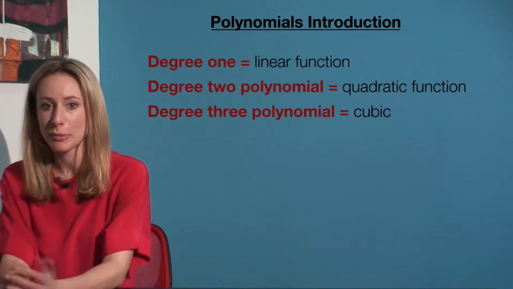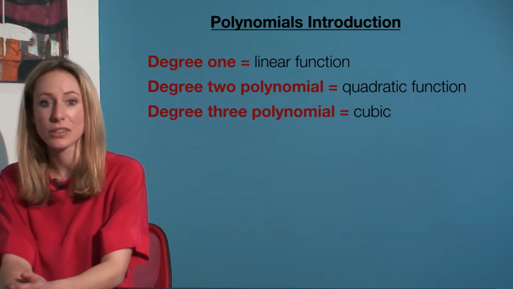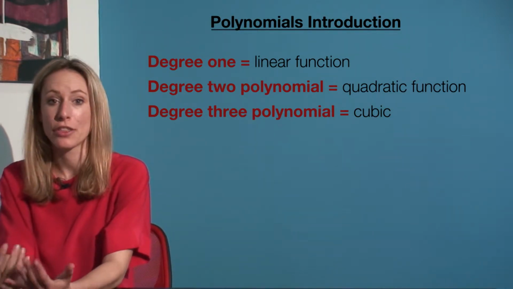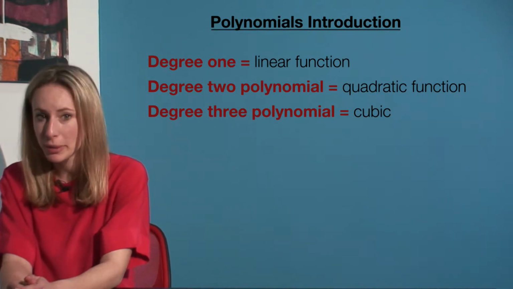A degree 1 polynomial is a linear function. A degree 2 polynomial is the same as a quadratic function. And a degree 3 polynomial, meaning it contains an x cubed, is called a cubic.